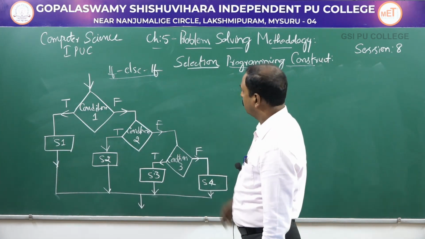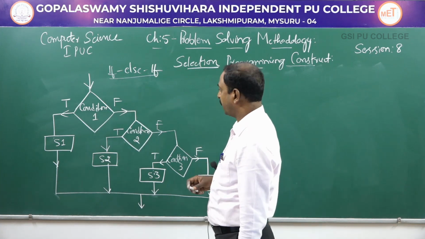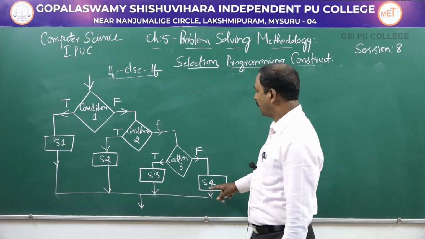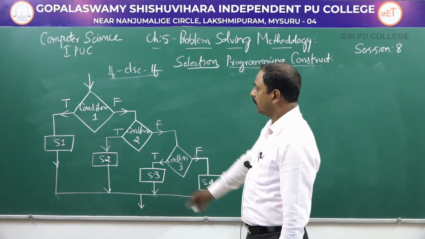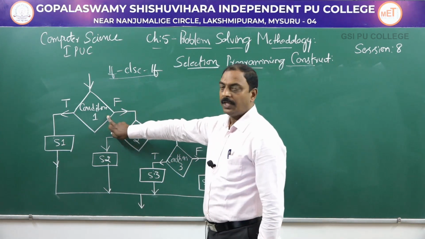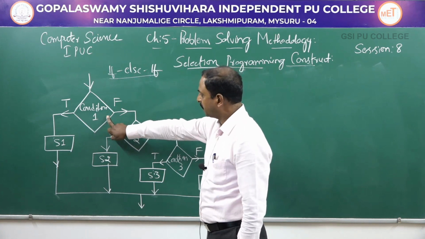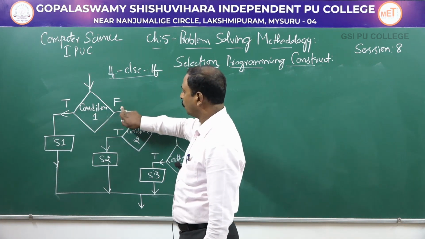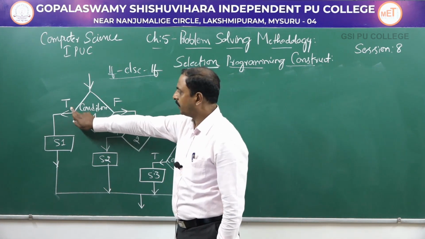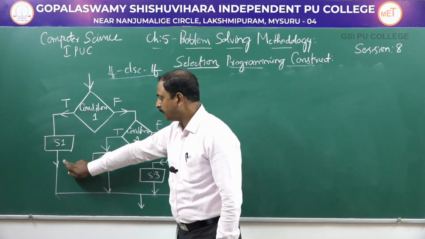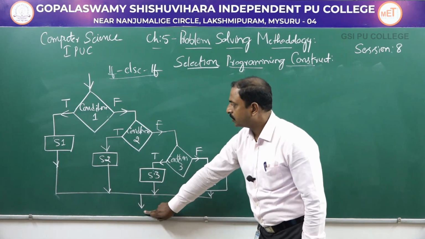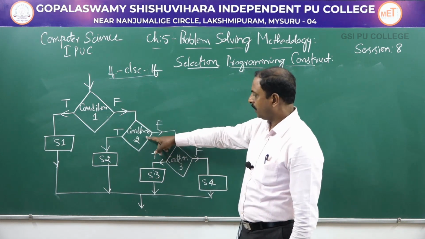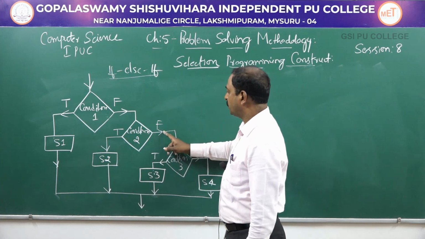Students, here is a flow chart for the if-else-if construct. As I told you, conditions 1, 2, 3 and 4 will be tested here. You check test condition 1, and there are two possible answers, yes or no, true or false. If condition 1 is true, it executes statement 1 and comes out of the if-else-if construct.